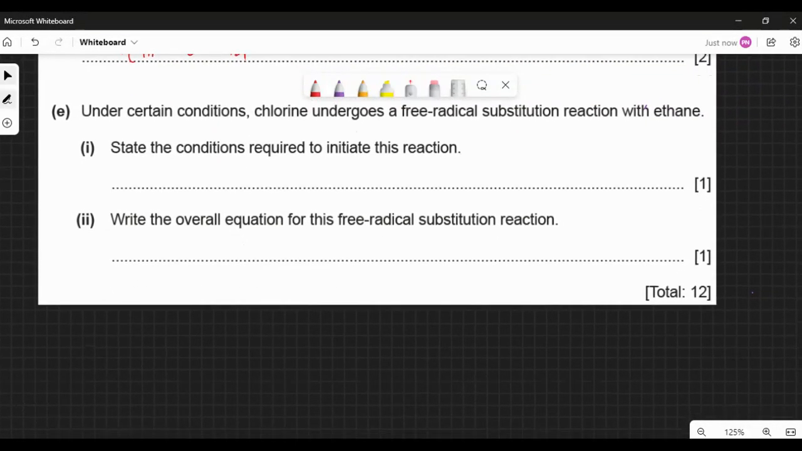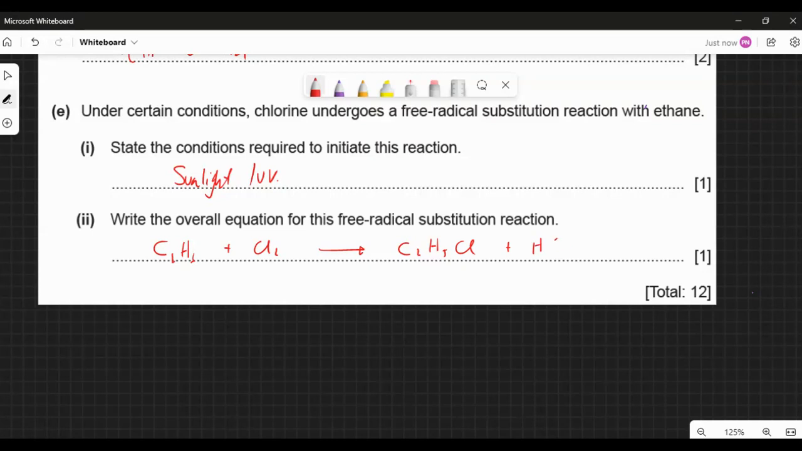Under certain conditions, chlorine undergoes a free radical substitution with the reaction with ethane. State the conditions for this reaction to initiate. Well, the conditions for that are sunlight or UV light, aren't they? And that's all you got to do. Write the overall equation for the reaction for the free radical. Now we start off with ethane this time, which is C2H6. We're reacting it with chlorine, Cl2. We end up with C2H5Cl and HCl. Okay, makes sense? That's a free radical substitution.